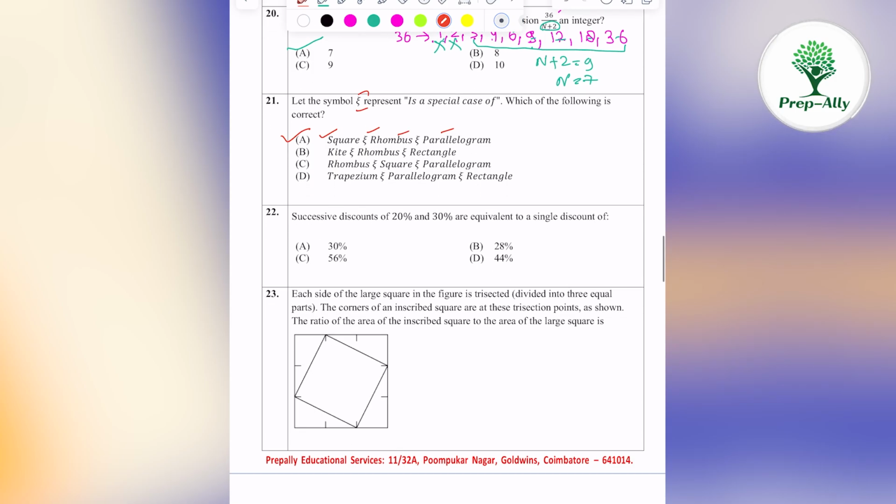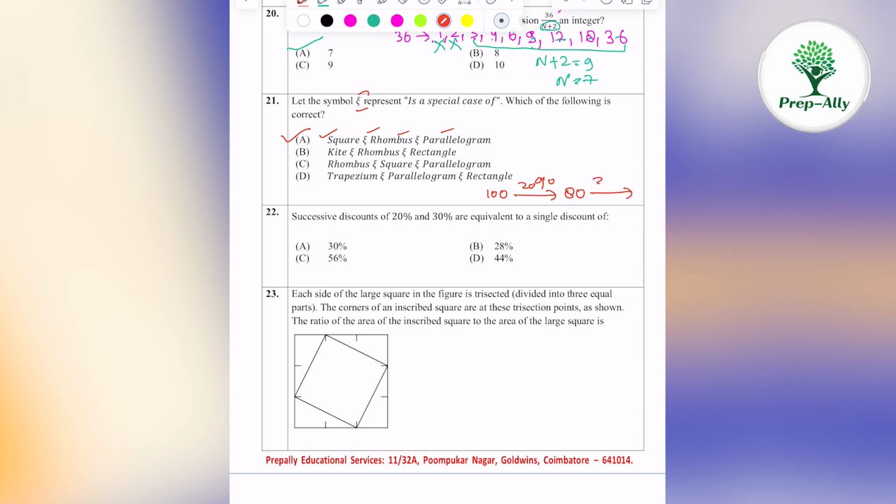Now here, successive discounts of 20% and 30% are equivalent to a single discount of what? Let us suppose the printed price is X. A 20% discount means he gave the price with 80, or we can go with this one. Let us suppose the printed price is 100. So he gave a 20% discount. It means the 100 rupees thing we can get for 80 rupees.